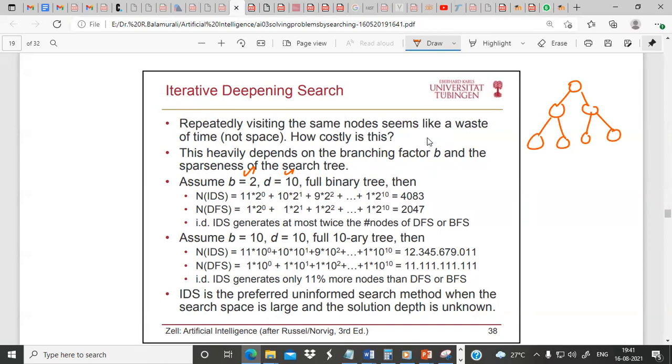Now, if you use IDS, that is iterative deepening depth first search, then how many times will each node be explored? The root node will be explored several times, because for level 0 it will be explored one time. When you increase the level to 1, it will be explored 2 times. When you increase the level to 3, it will be explored 3 times. Am I right?